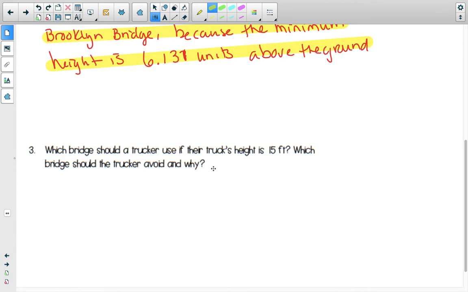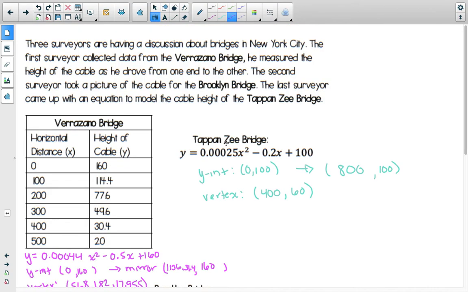So which bridge should a trucker use if their truck's height is 15 feet? Which bridge should the trucker avoid, and why? If the cable is going over the bridge and the trucker is trying to go onto the bridge, to make sure it doesn't hit the cable, we have to make sure that the cable's minimum height is at least above 15 feet. If we look at the Tappan Zee Bridge, it has 60 feet above the ground, so we can definitely go underneath that one.